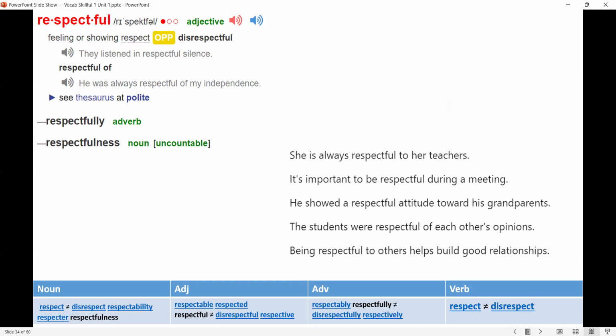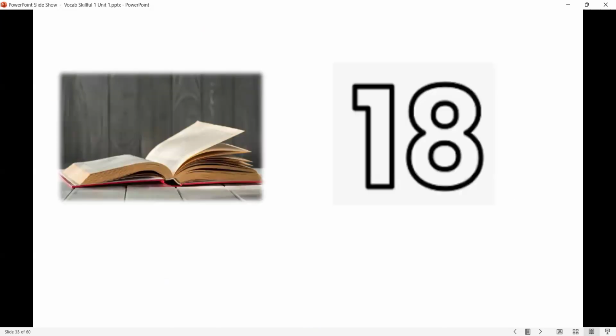It is important to be respectful during a meeting. He showed a respectful attitude toward his grandparents. When you're respectful, you're kind, you're polite, you're friendly. Being respectful to others helps build good relationships.